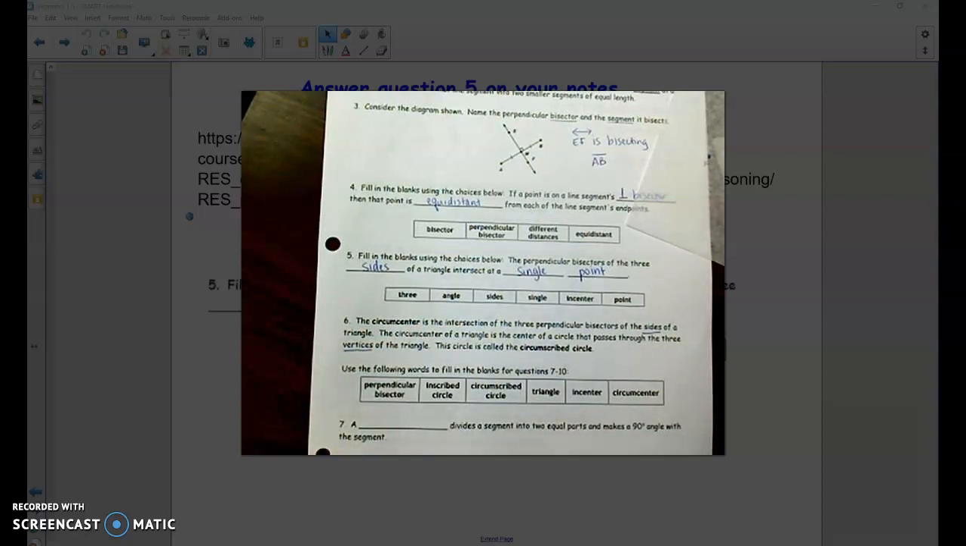Remember, the circle for your angle bisectors touched all 3 sides of the triangle. We're not touching the sides here, we're going through the vertices of the triangle. This circle is called the circumscribed circle. So the circumcenter is the center of the circumscribed circle. The incenter is the center of the inscribed circle. So you can kind of keep those together. That kind of makes sense.